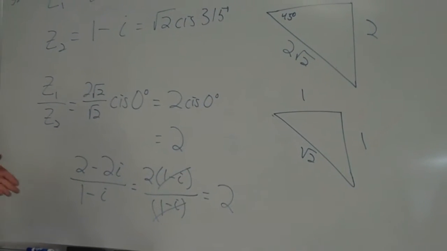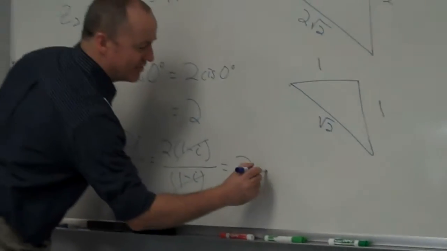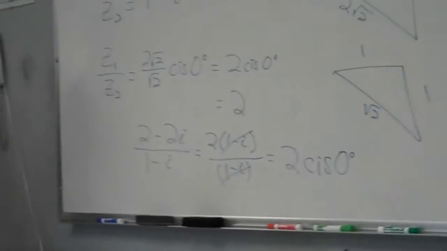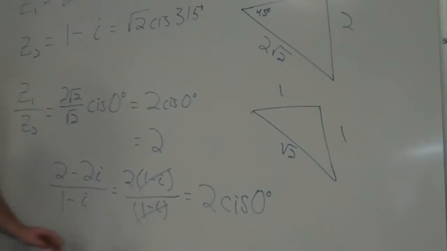And then if it says leave it in polar form, well, 2, I hope you're starting to get the idea that 2 can always be written as 2 cis 0 just because it's 2 on the number line. You guys like that trick?